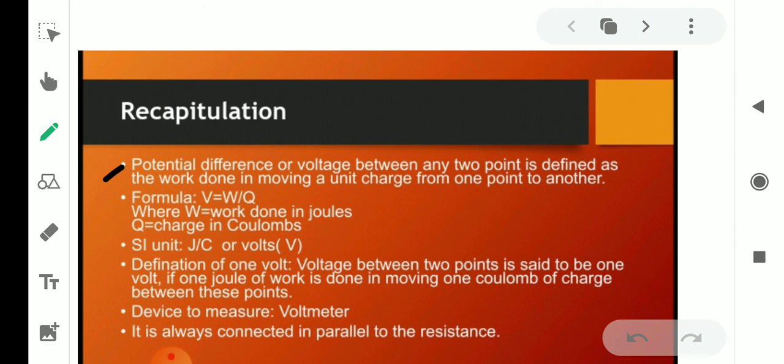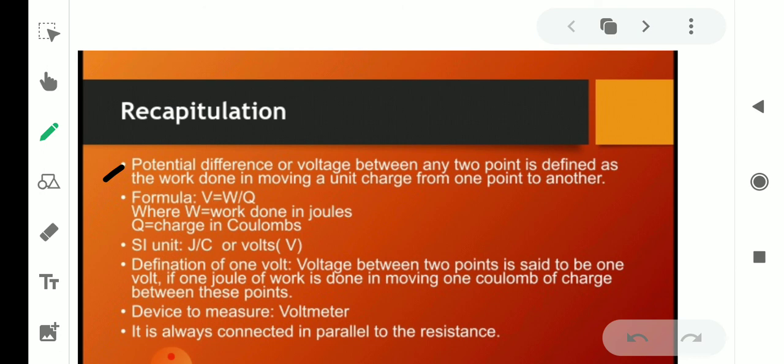What is potential difference or voltage? Potential difference between the 2 points is defined as the work done in moving a unit charge from one point to another point. This potential difference is applied in an electric circuit with the help of a battery or through an electric cell.